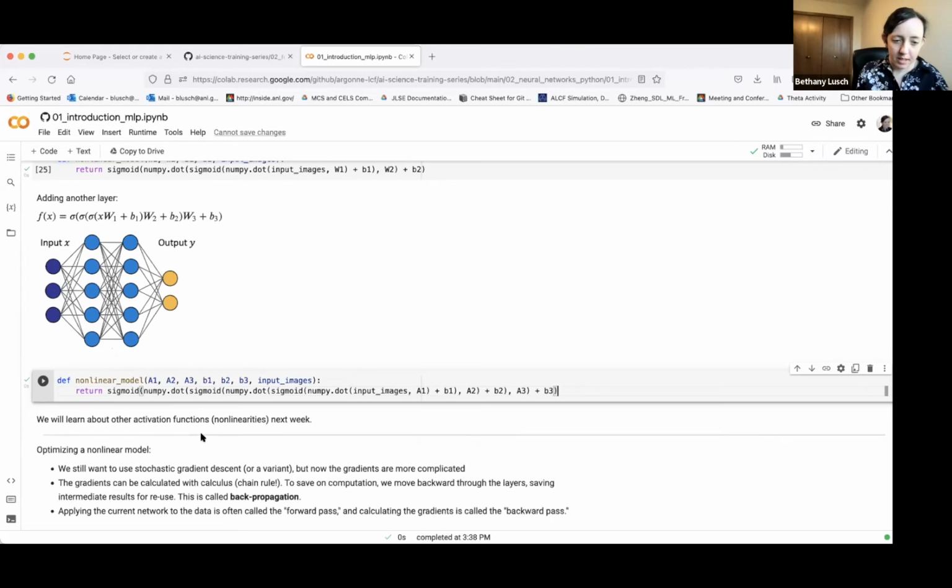And some terminology is that people often, if you're applying the current network to the data, then it's like you're feeding the data into the input and moving it through these layers. So that's called a forward pass. And then people refer to calculating the gradients as the backward pass.